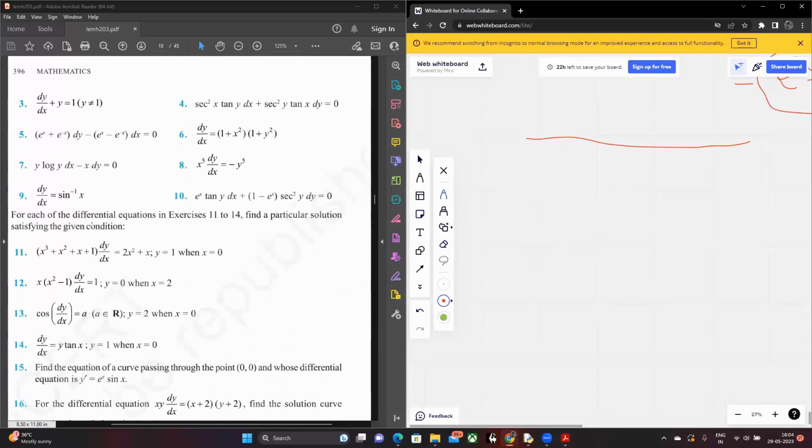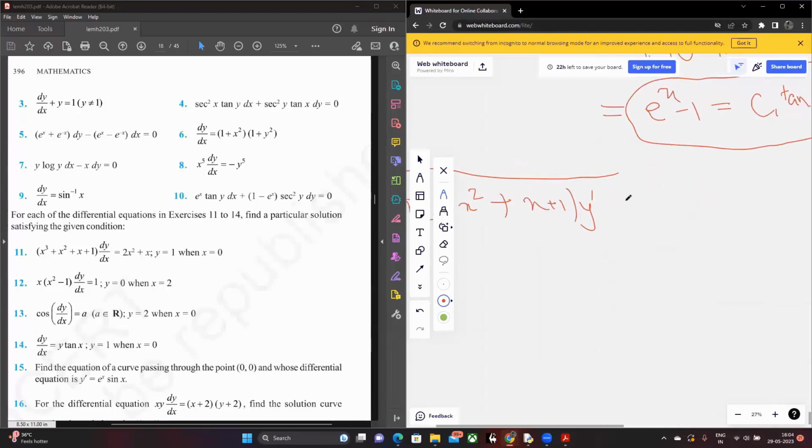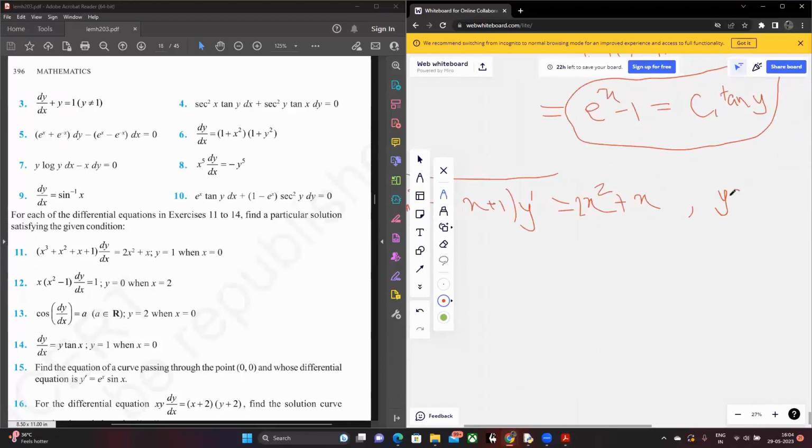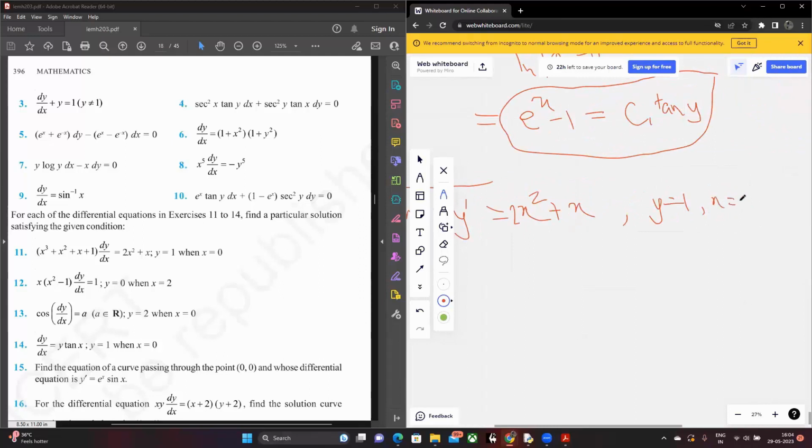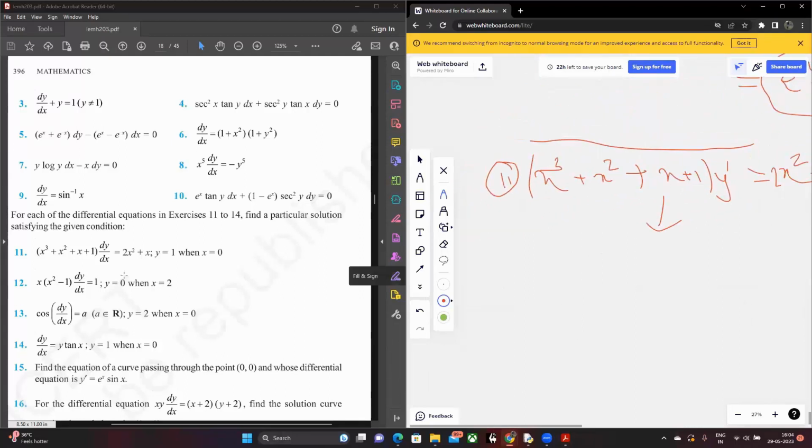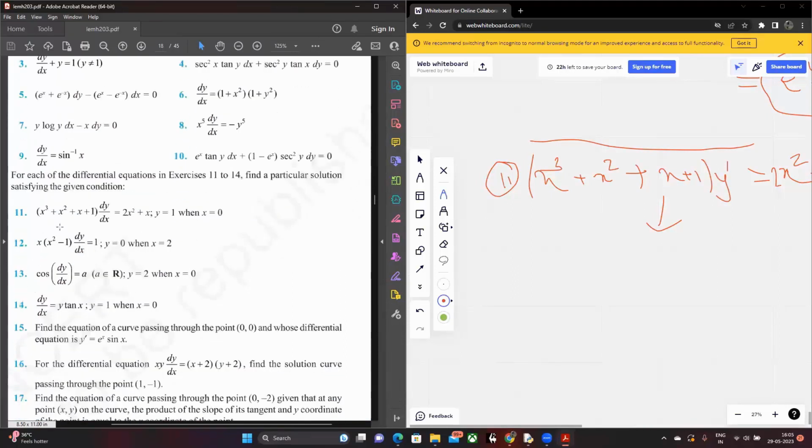For each of the differential equations, find a particular solution satisfying the given condition. Question number 11, right? It's (x cubed plus x squared plus x plus 1) y dash equals 2x squared plus x, given that y equals 1 when x is 0. Now, what we do here is that we solve this differential equation through the given formula, and then we substitute this value of y and x, right? And then you'll get a particular solution, a particular curve that satisfies this differential equation. That is the funda behind the question.